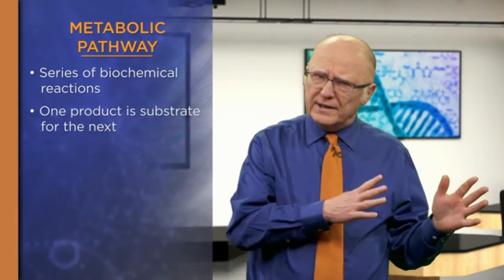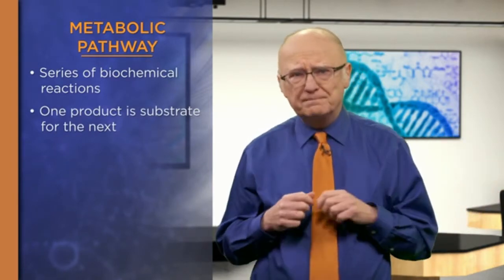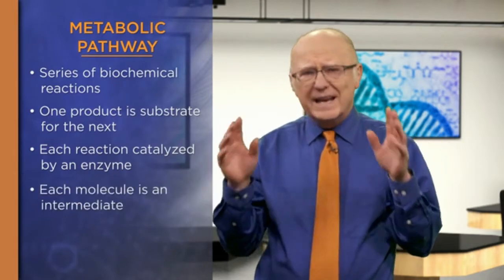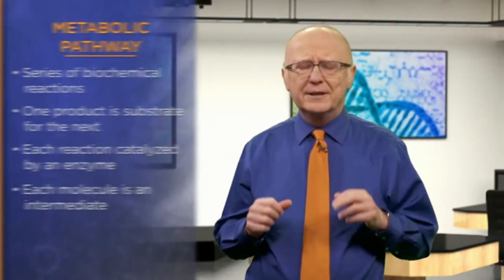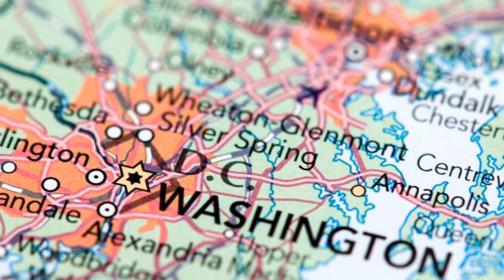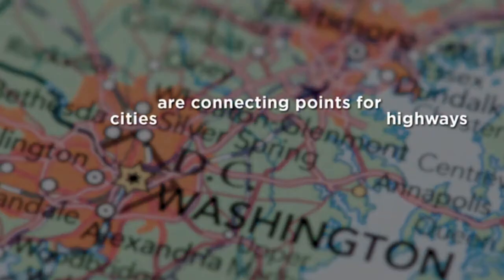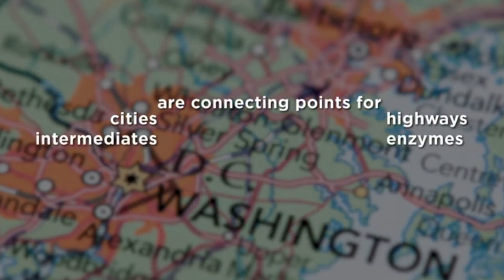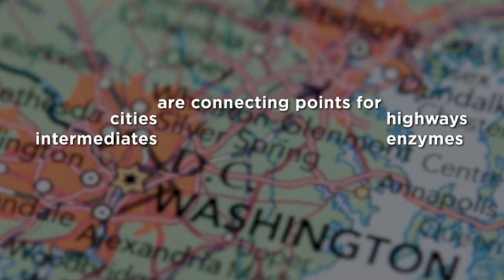A metabolic pathway is a series of biochemical reactions where the product of one serves as the substrate for the next one. Each reaction is catalyzed by an enzyme, and each molecule is called an intermediate. Biochemists compare diagrams of metabolic pathways to roadmaps, and with good reason. Where cities are the connection points for highways on roadmaps, intermediates are connecting points for enzymes acting on them.